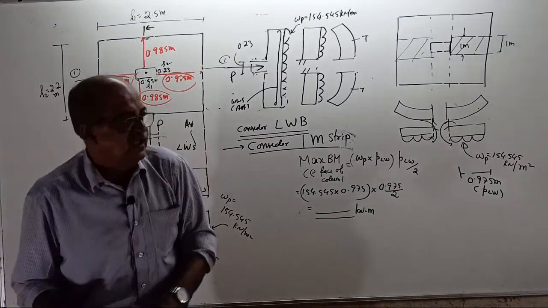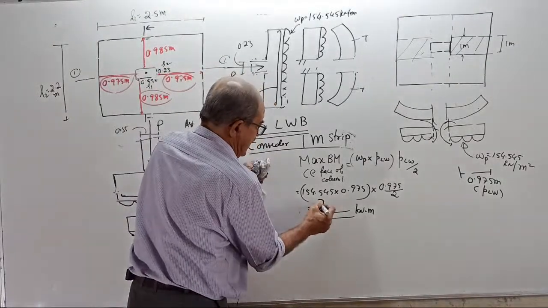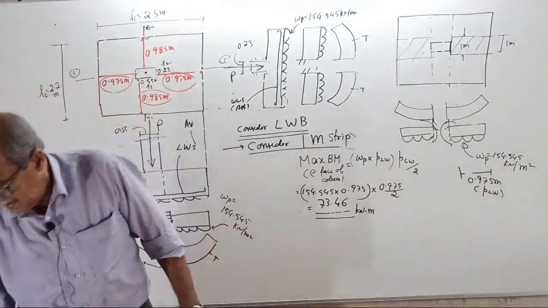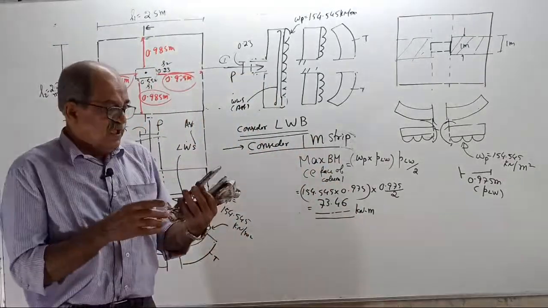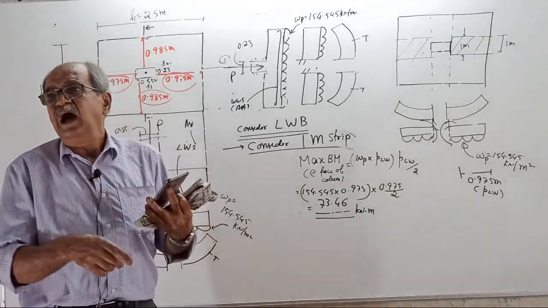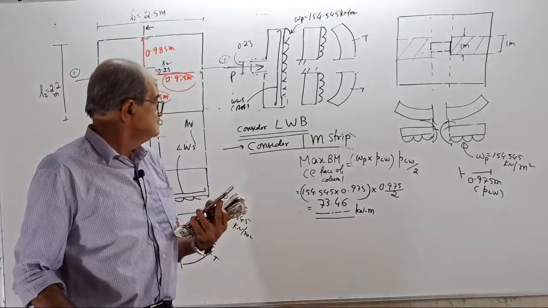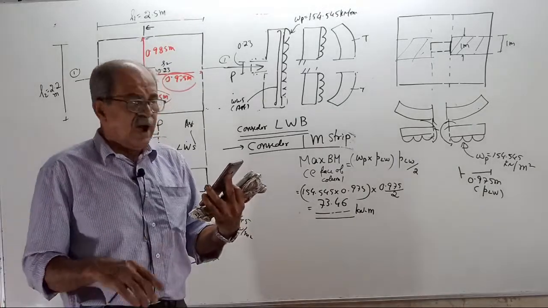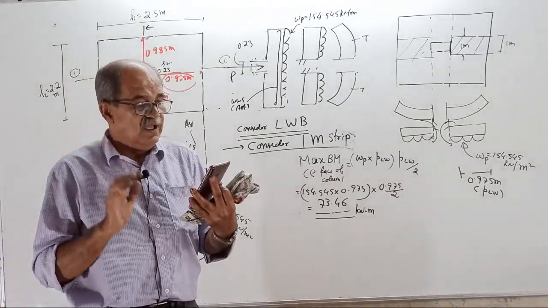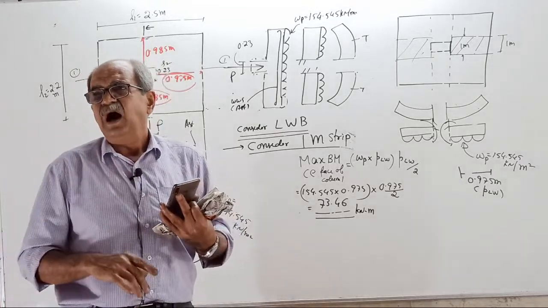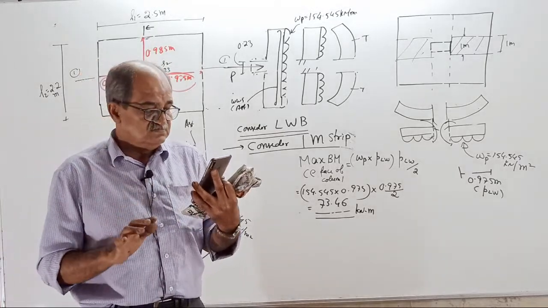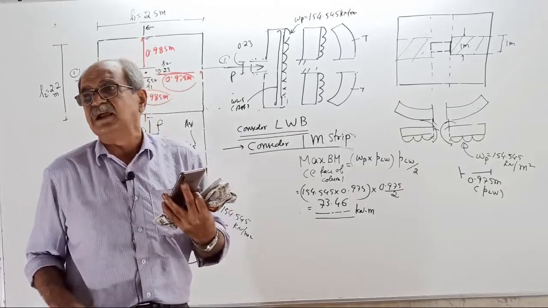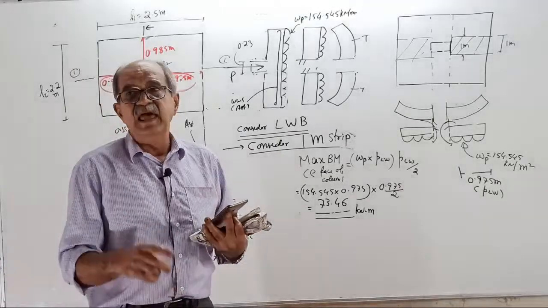73.46, okay. Someone told 73.46, only one person told, others later. If the answer is wrong, everybody will pay a penalty. I will stop the class immediately. Remember, immediately stop the class. I will not listen to any word. See, after telling this much, only one person gave an answer. Others are enjoying.